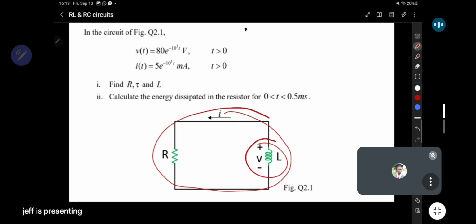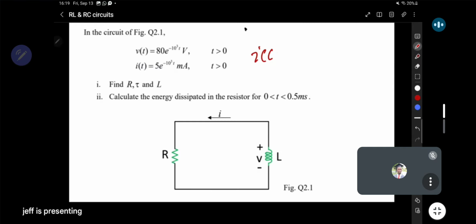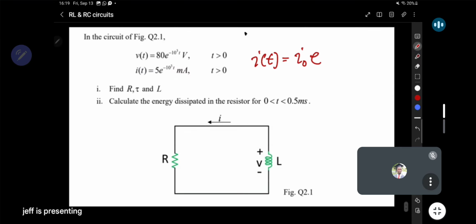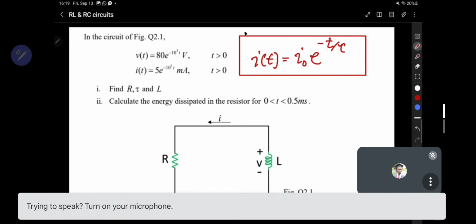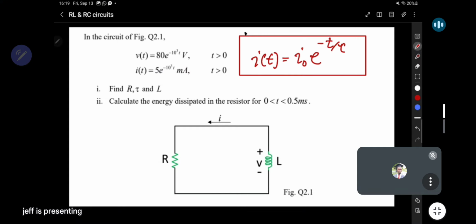see that this is source-free, we don't have a power source here. So for an inductor in a source-free circuit, the natural response from the inductor is in the form of current. So you have i as a function of time, which will be the initial current in the inductor at t equals 0, multiplying the exponent of e to the minus t over the time constant. So this is the shape of the natural response from an inductor when it is in a source-free circuit.